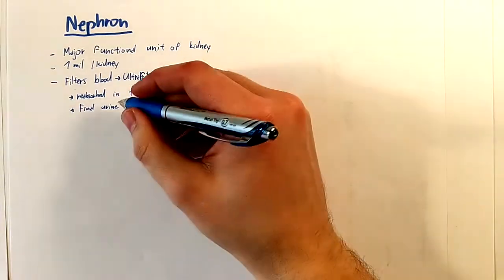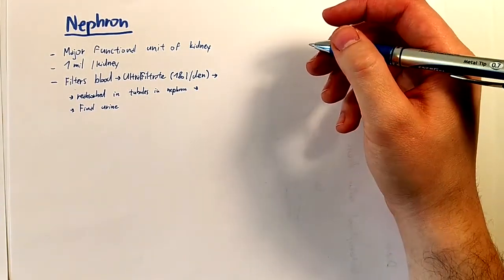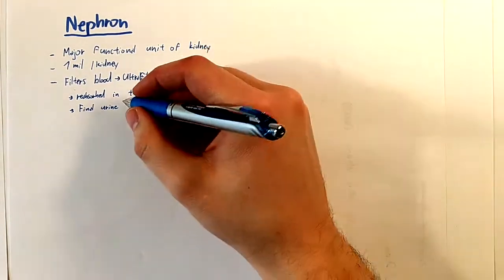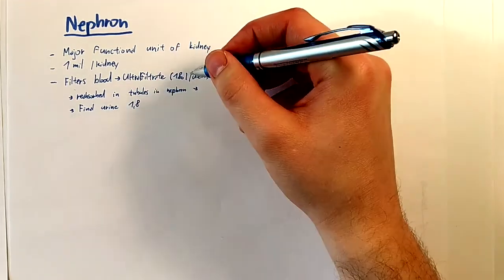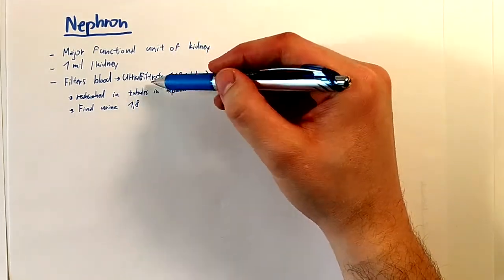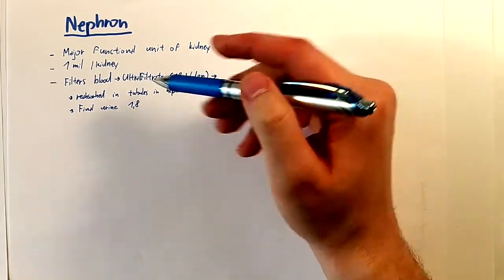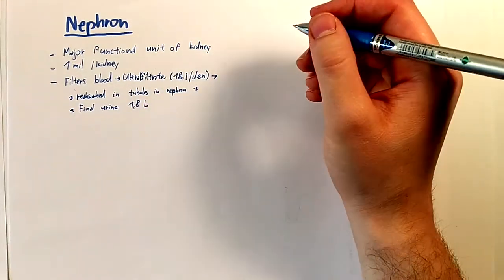And you might have an idea how much final urine a human being produces per day. It's from 1 to 2 liters. I think it's nice to remember 1.8, because then obviously you know that about 99% of the ultrafiltrate gets reabsorbed in the tubules of the nephron, and that 1% will stay.